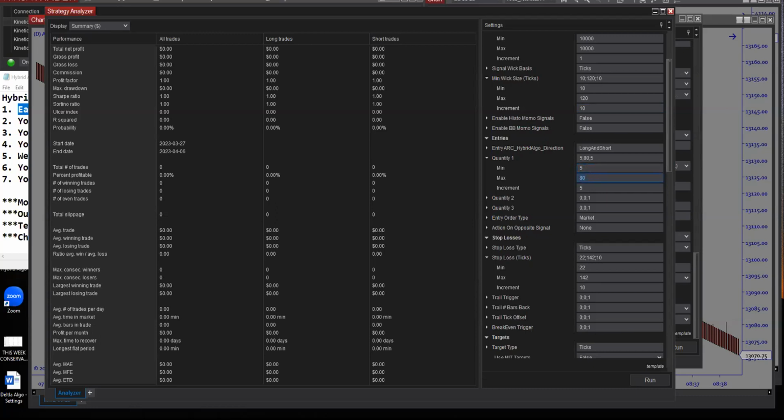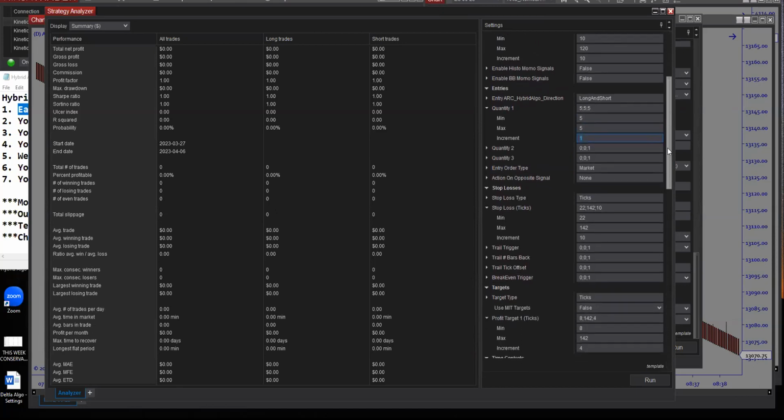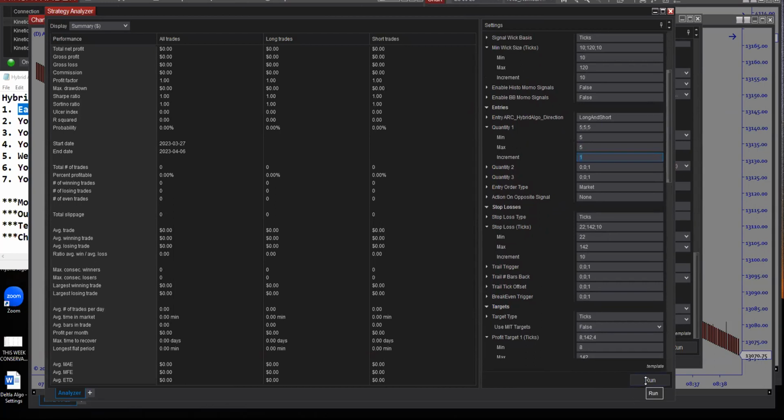Just remember, it's all relative to the optimization that comes back. 5 contracts on a full size stop, you're looking at $350 that we were just looking at. Okay, so there's the iterations. Let's try that now. And let's put that back to 5 because maybe that'll fix things a bit.